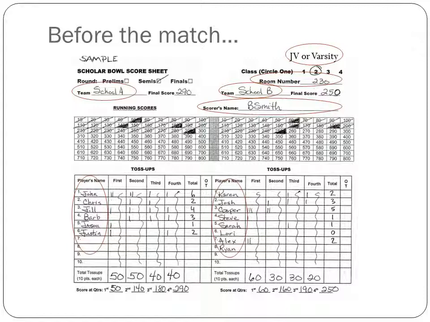including A or B if there is more than one team competing at the same level from that school. Include your name as the scorer. Finally, write down the first name of each player from both schools. Include last names if needed.